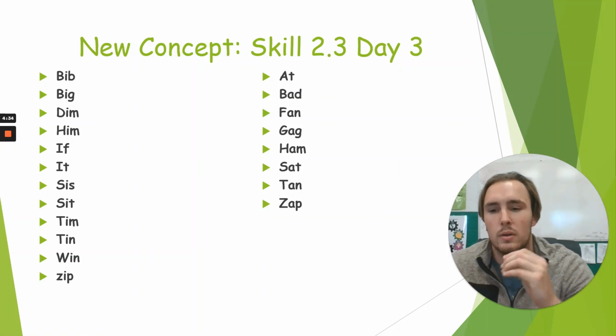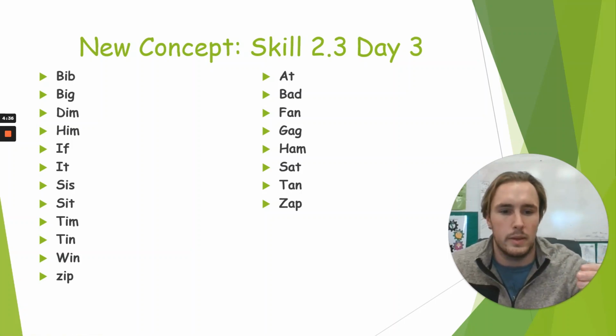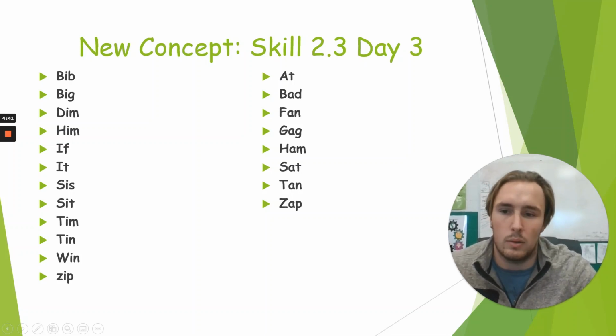So as you spell it, I want you to sound out the letter that you're writing down. So I'll give you an example. So I write down B, I'll say B, B.